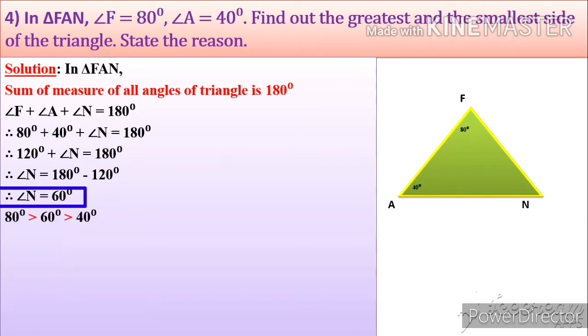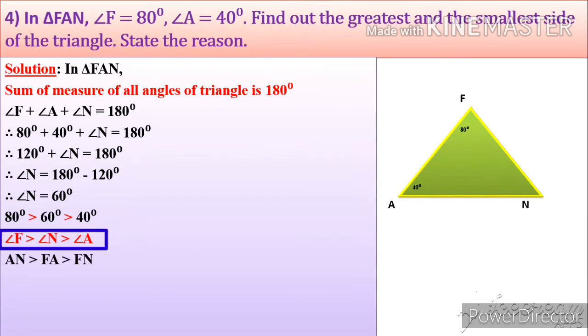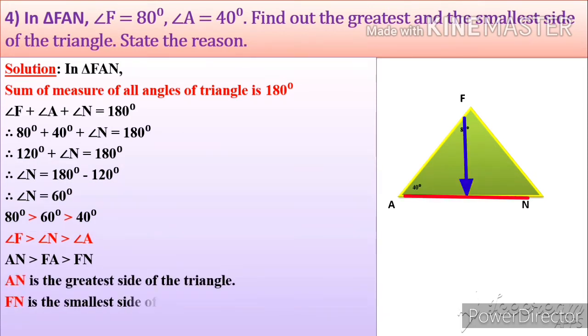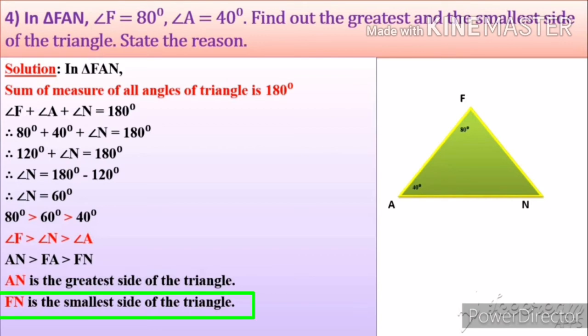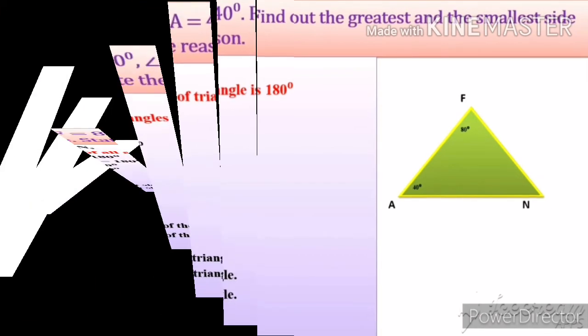Now, 80 degree is greater than 60 degree, 60 degree is greater than 40 degree. 80 degree is the angle F and 60 degree is the value of angle N and the 40 degree is the value of angle A. Student, side opposite to angle F is AN, side opposite to angle N is FA and side opposite to angle A is FN. It means AN is greater than FA, FA is greater than FN. It means AN is the greatest side of the triangle and FN is the smallest side of the triangle.